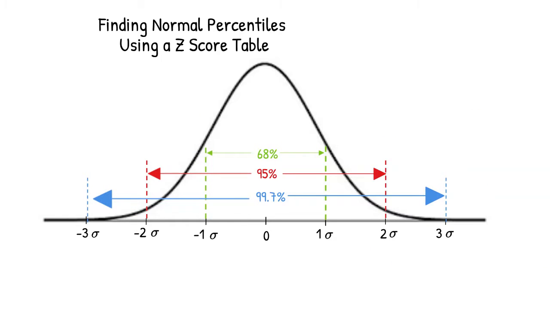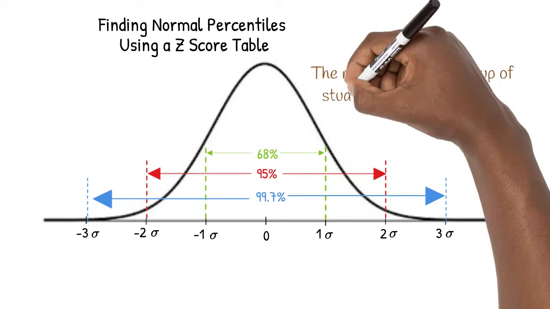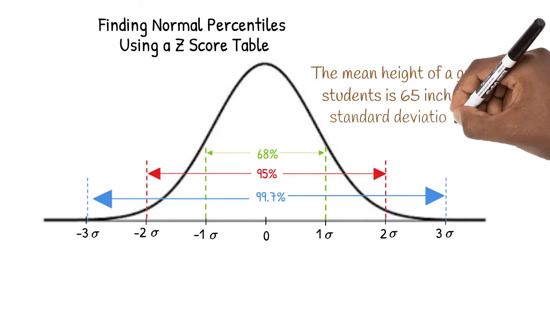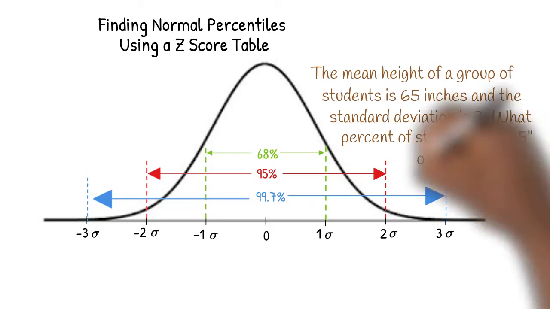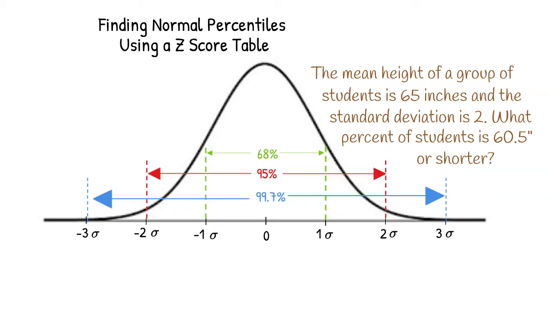Let's look at an example that requires us to go a bit further. The mean height of a group of students is 65 inches, and the standard deviation is 2. What percent of students is 60.5 inches or shorter?